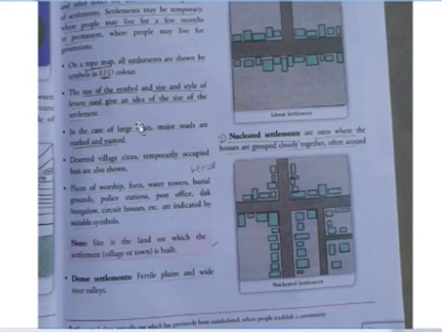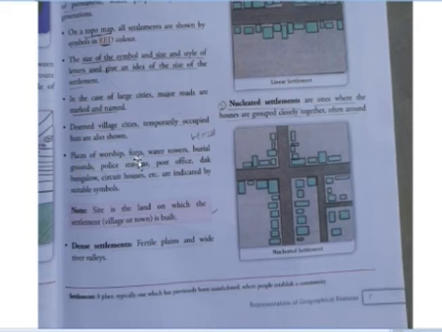In the case of large cities, or roads which are famous, or major roads, names are provided for these things. Deserted villages, cities, and temporarily occupied huts are also shown. Places of worship, forts, water towers, burial grounds, police stations, post offices, dak bungalows, circuit houses, etc. are indicated by suitable symbols. For each and everything, particular symbols are used for representing in topo sheets.